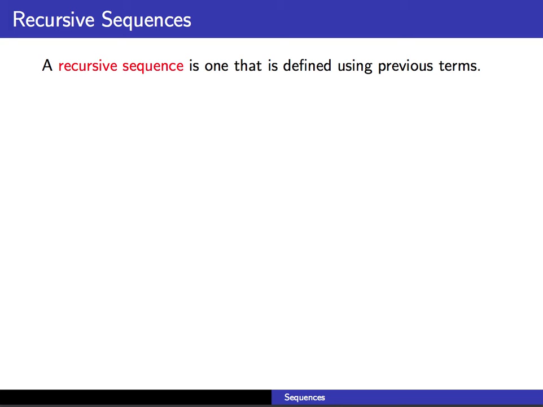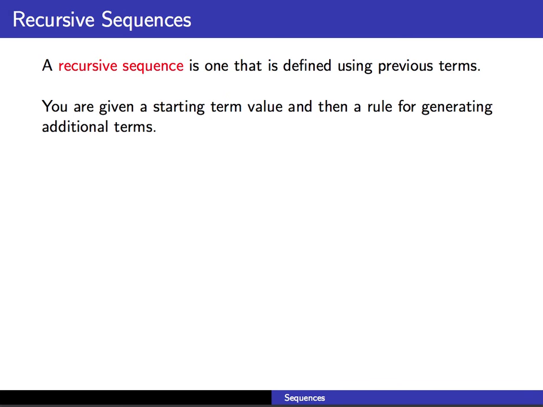Another way is to generate them recursively. So a recursive sequence is one that is defined using previous terms. So you'll be given a starting term value and then a rule for generating additional terms. And then you can apply that rule to your starting value to come up with the next value. And then the value after that will be based on maybe one or more previous values.